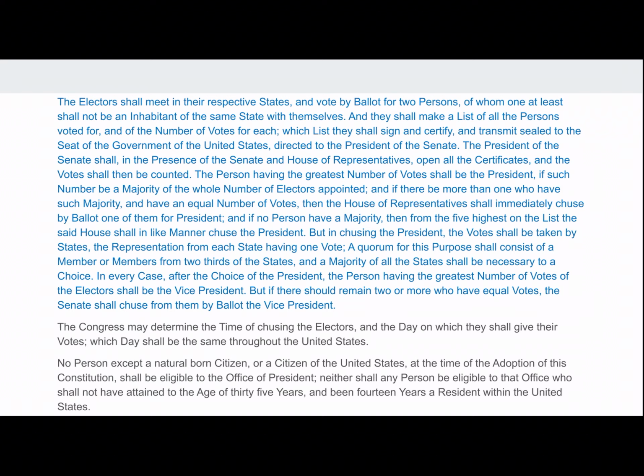The Congress may determine the time of choosing the electors and the day on which they shall give their votes, which day shall be the same throughout the United States. So it's basically saying we'll all come together on the same day.